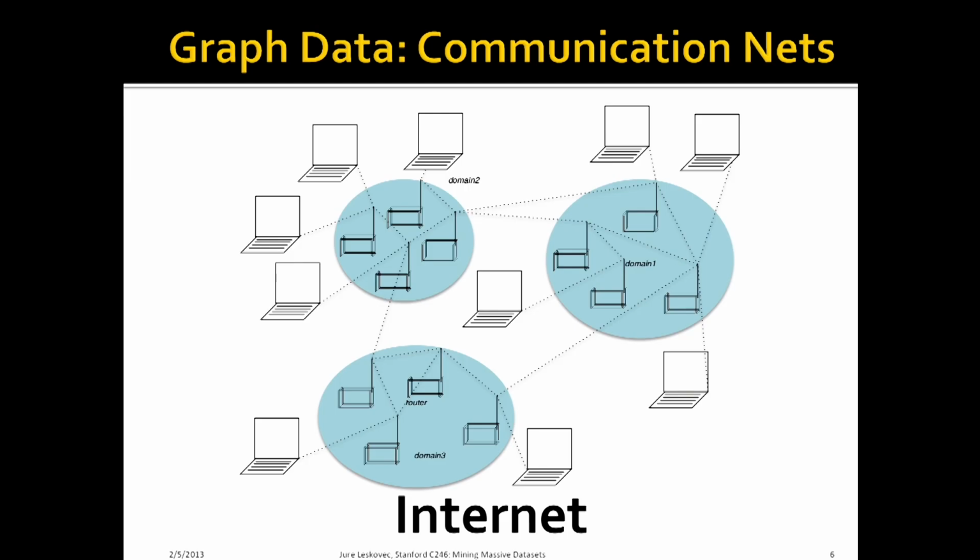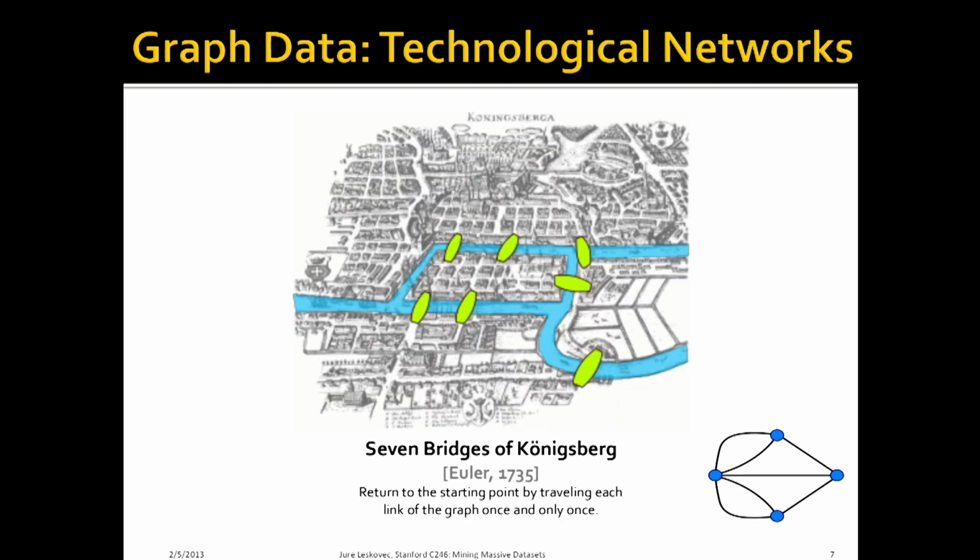Of course, communication networks, technological networks. Königsberg Bridge problem, you know? Can I go across all the areas, so visit all the nodes, so the corresponding network, traversing every bridge exactly once?